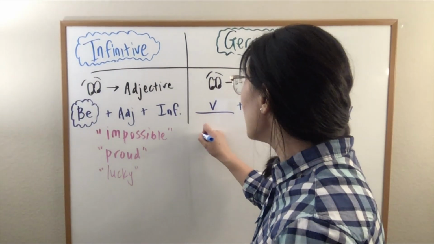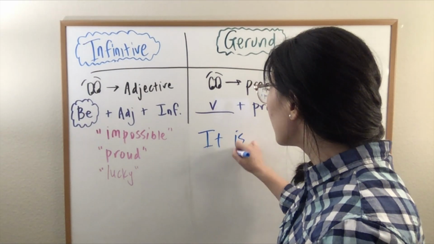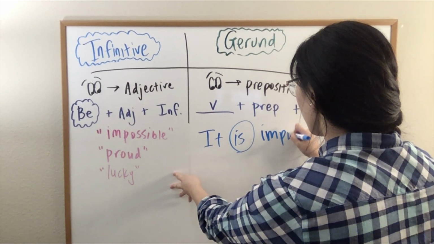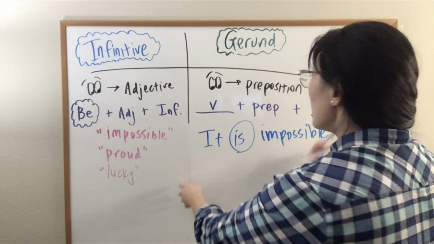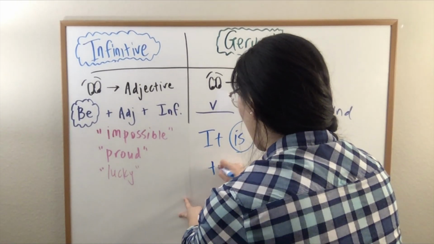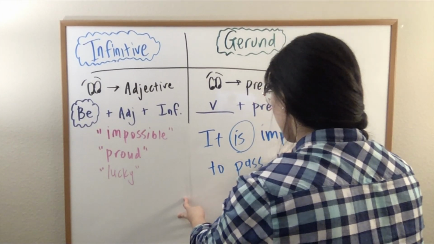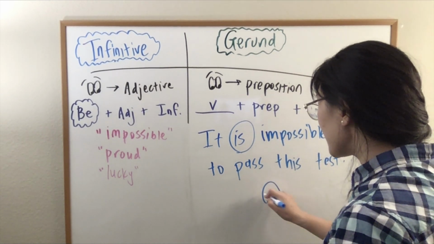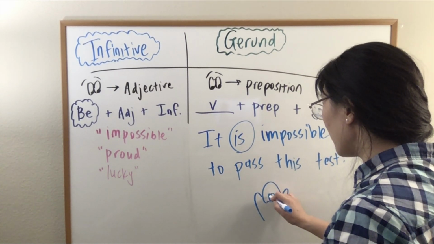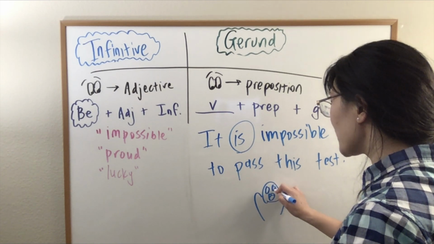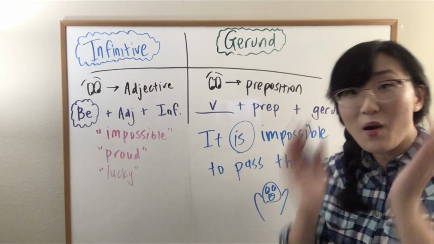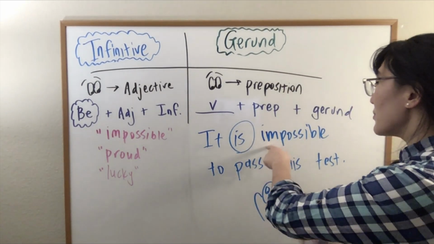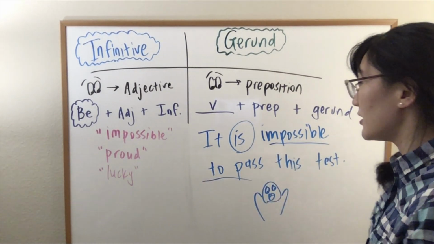So I could say, it is, the be verb, impossible, my adjective, to pass this test, the infinitive, right? Maybe the test is really, really difficult and you're like, oh my gosh, this is impossible. This is impossible to pass. So you have your subject, your be verb, your adjective, and then your infinitive, right?